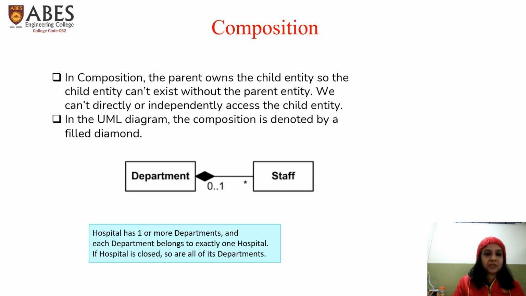As you can see from this diagram, we have two classes. One class is department, the second class is staff. So here we can say that staff is a part of department. For example, a hospital has one or more departments and each department belongs to exactly one hospital. If the hospital is closed, all of its departments will also close. So this is basically a much stronger relationship, even stronger than aggregation.